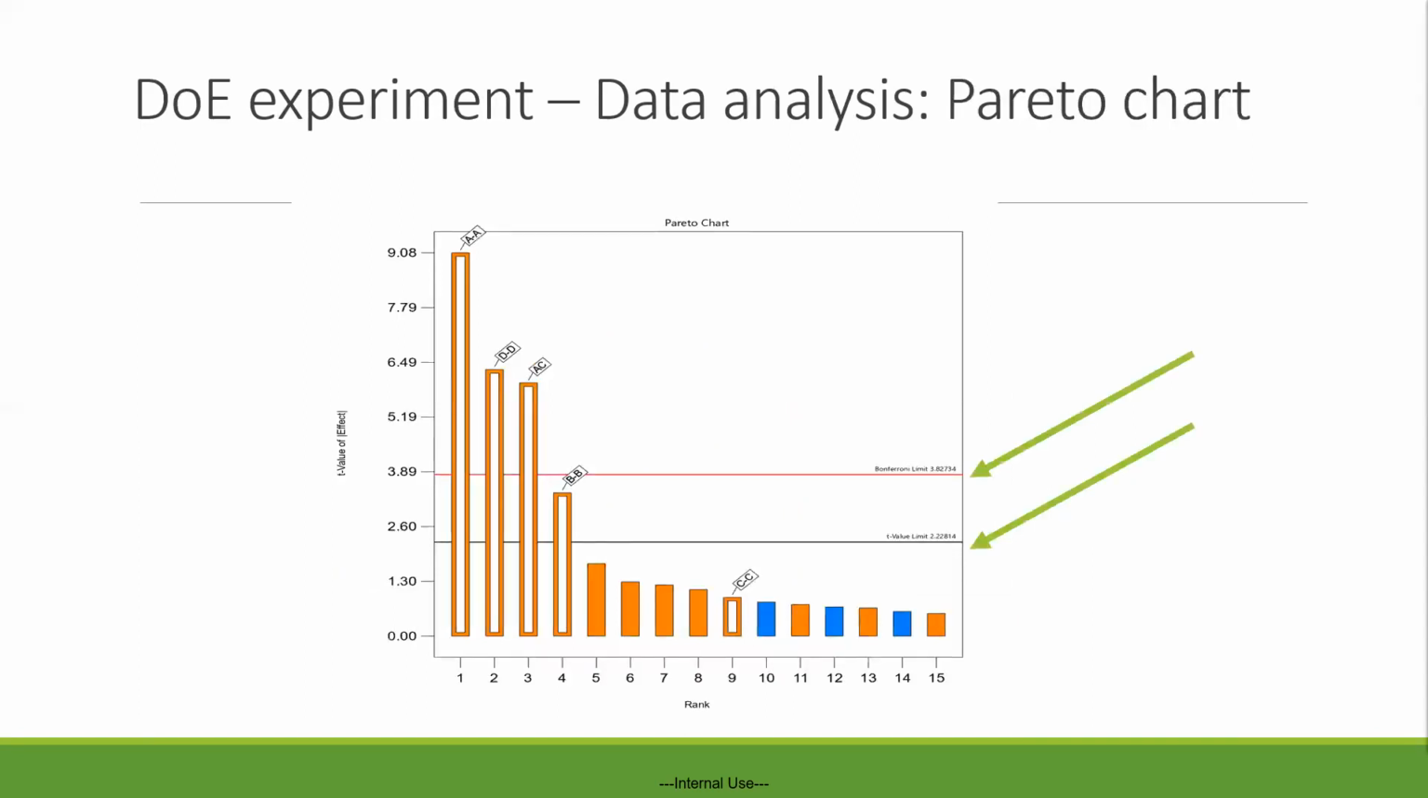Next, we can visualize this data in a Pareto plot. From this graph, we know that AD and AC are the main effects, significant since they exist above the Bonferroni line. Each experiment will have a different Bonferroni line because it is calculated based on the real data.